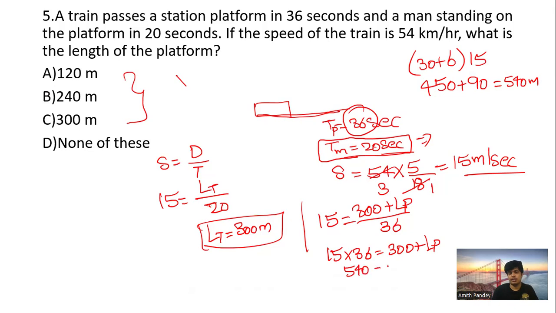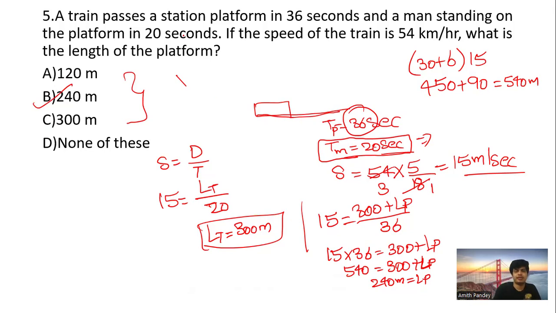540 meters equals 300 plus the platform length. So 540 minus 300 is 240 meters. So the answer is 240 meters. Though this method was quite lengthy, right? Let me tell you the short way. By the way, I hope you understood this concept.